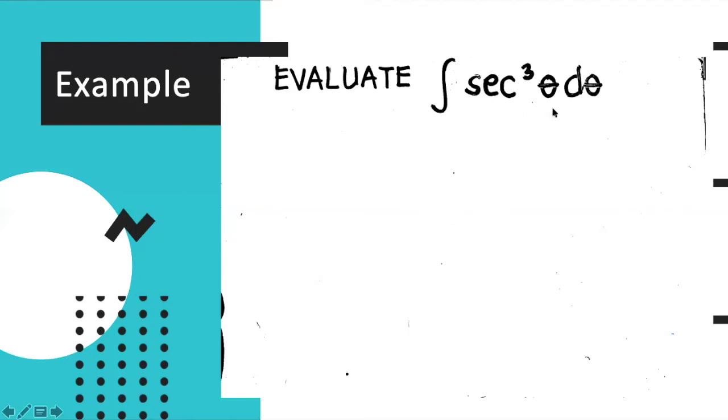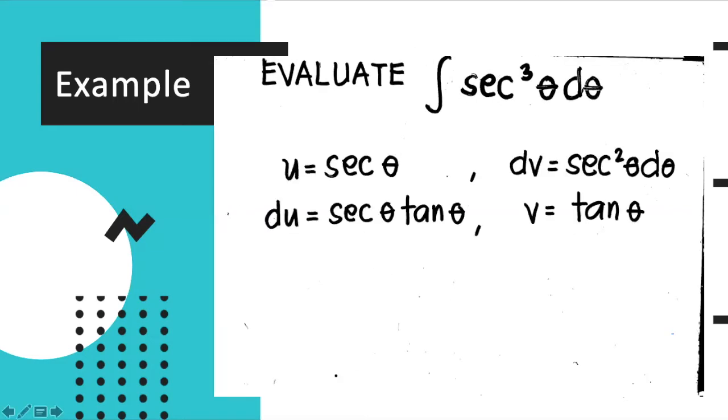Secant cube of theta d theta. So that's a trigonometric function. How can we say that this can be solved using integration by parts? If you factor this, you have secant squared times secant theta d theta. Can we do transformation here? I don't think so. Do you remember the identity of secant squared? What's the identity of secant squared? Okay, so we will do integration by parts here.